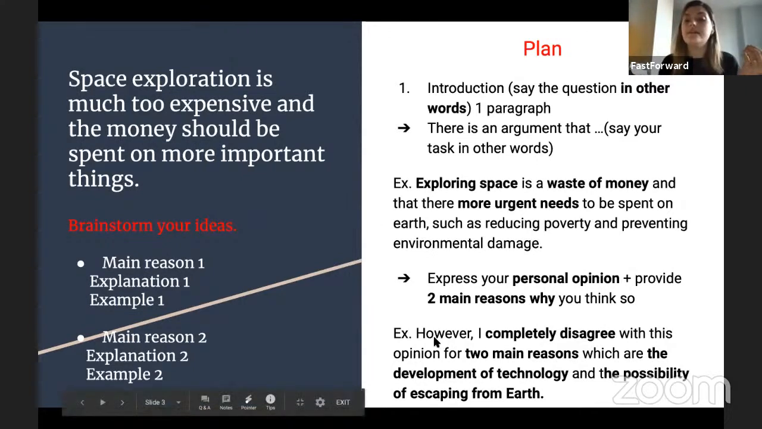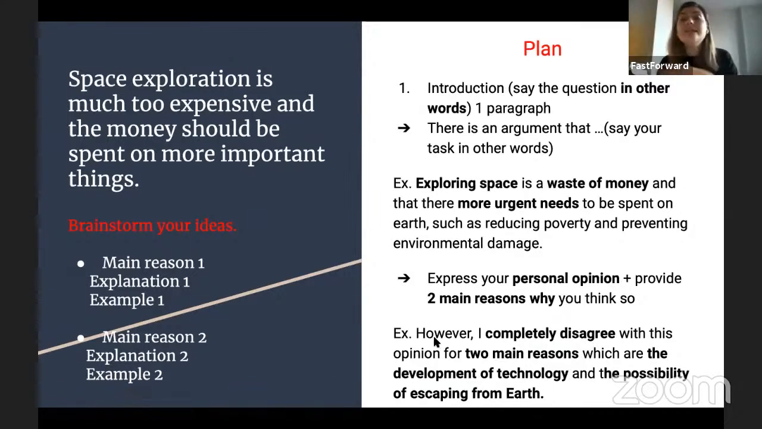And this is the structure. For example, "However, I completely disagree." You see, I'm literally showing you an example when you do not need to agree, right, with the topic. It's absolutely up to you. But you see that I'm using "however." That's a very good structure. It's a very nice linking word, which shows contrast, right? It's very academic, and it serves as a very nice transition.